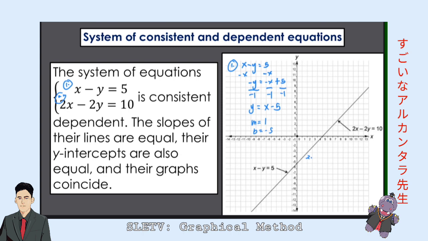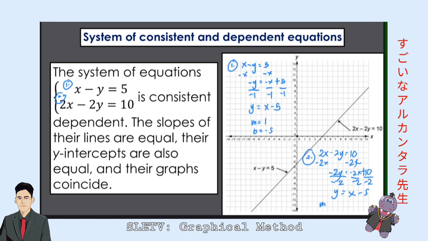If you do the second one, you have the example 2x minus 2y equal to 10. Subtract 2x from both sides. You will get negative 2y is equal to negative 2x plus 10. In this case, divide the entire thing by negative 2 to completely isolate the y variable. Doing so, you will have y is equal to x minus 5.